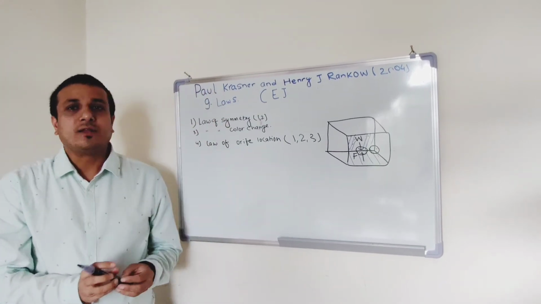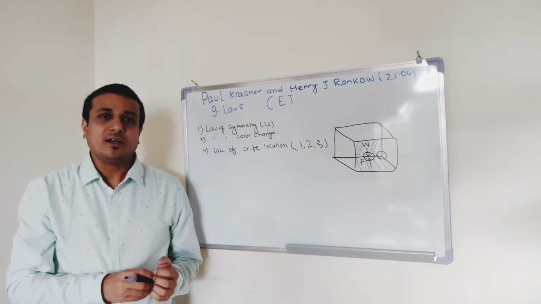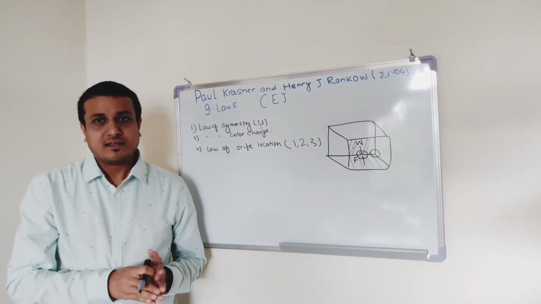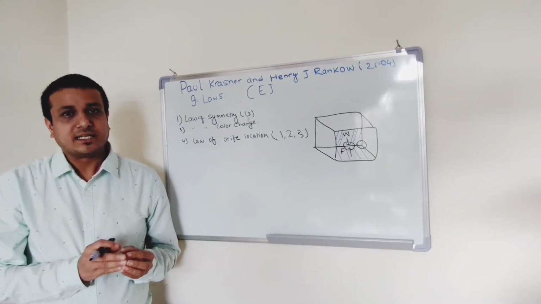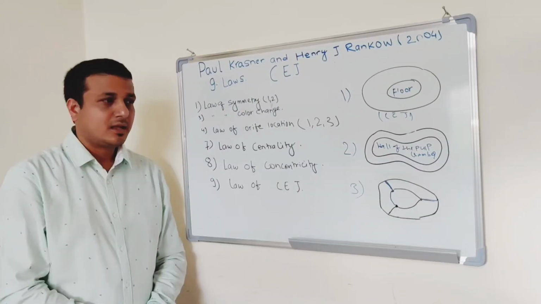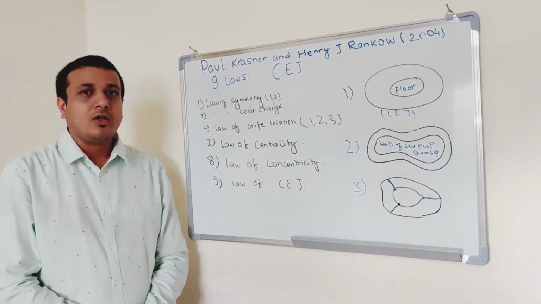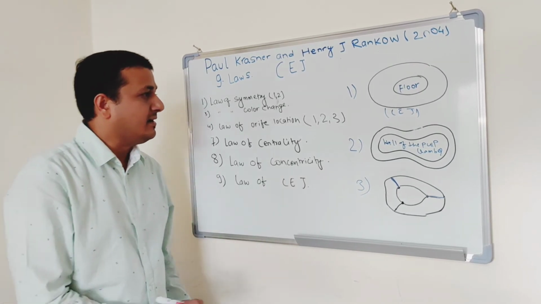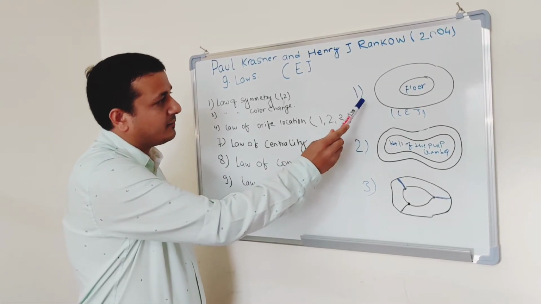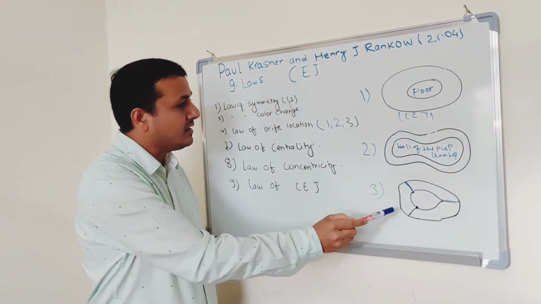Now the third law of orifice location is that the orifices are located at the termination of the developmental fusion lines. During the development of the teeth, we have different fusion lines and orifices can be presented at the terminus of the developmental fusion lines. Now coming to the 3 most important laws, that is law of centrality, law of concentricity and law of CEJ. For better understanding, I have drawn 3 pictures. Picture number 1 for law of centrality, 2 for concentricity and 3 for the CEJ.